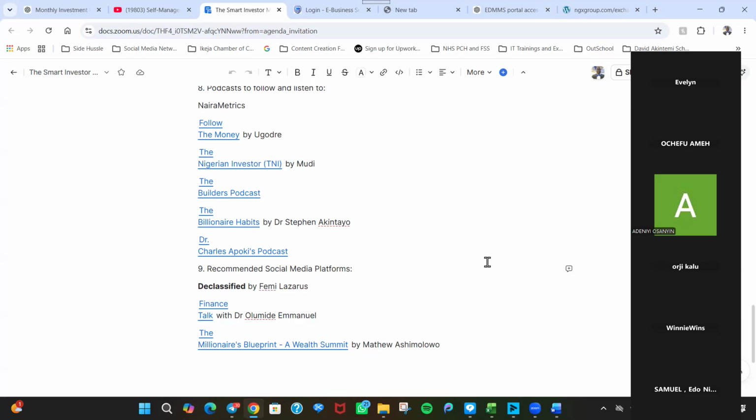Go and Google it. Put it into ChatGPT. Don't rely on what I'm telling you. You go and do your independent search. How has the Nigerian stock market performed compared to the UK, US, Europe? You go and Google it or put it in ChatGPT.